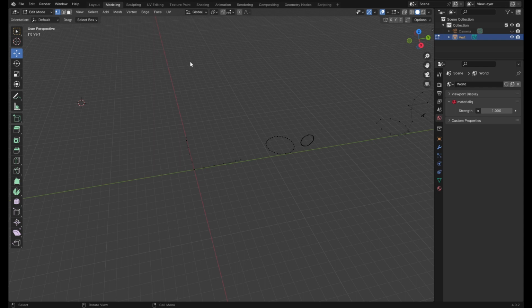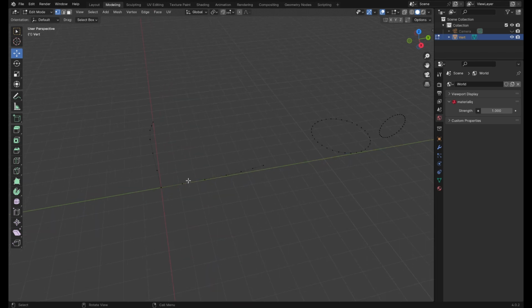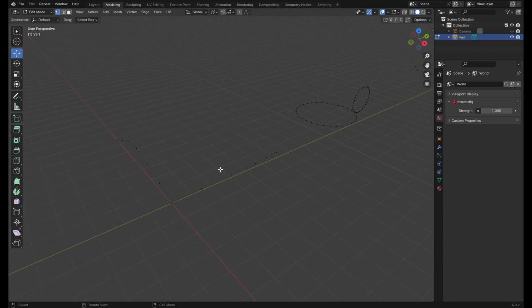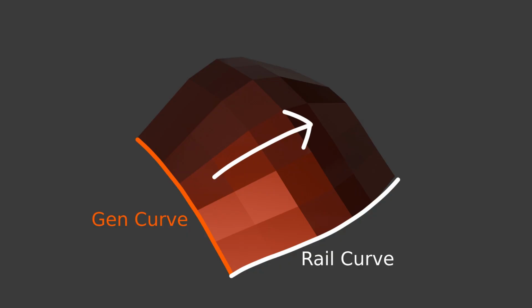Hello guys, in this video, I will introduce my new Blender add-on, which can quickly make real sweep surfaces and profiles. There are three modes of real sweep. The first one: one generation curve, one real curve. The generation curve will sweep along the real curve to generate a surface.